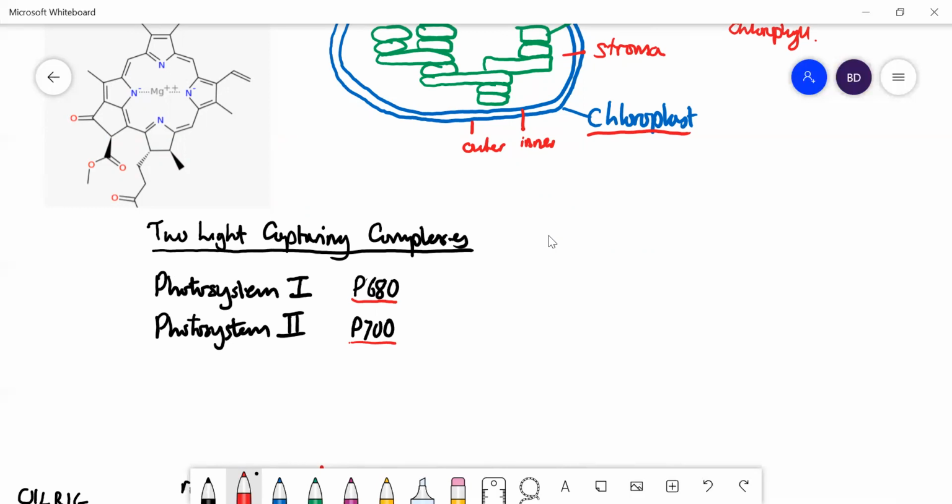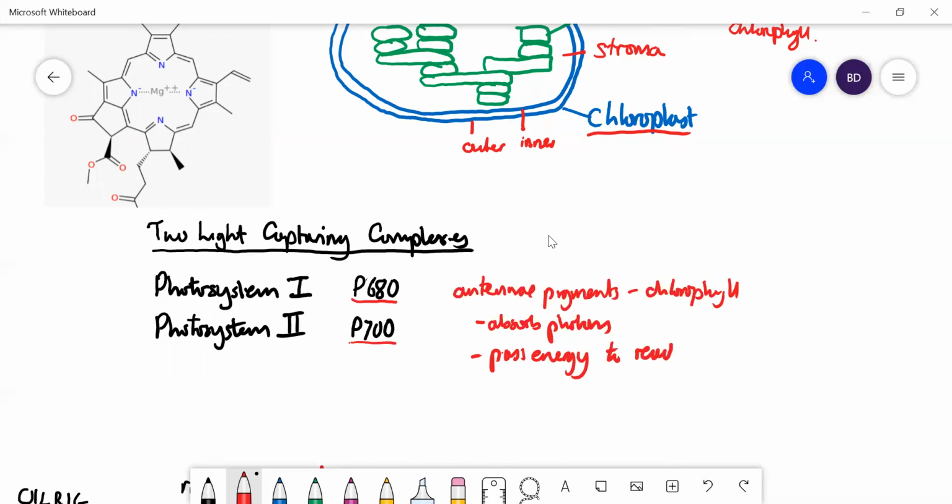slightly lower frequency, and each one does a slightly different job. But what happens is, both of them are associated with antenna pigments. That's lots of molecules of chlorophyll, other molecules of chlorophyll, and things like carotenoids. And what the antenna pigments do is absorb photons, and they pass the energy on to the reactive center of those.